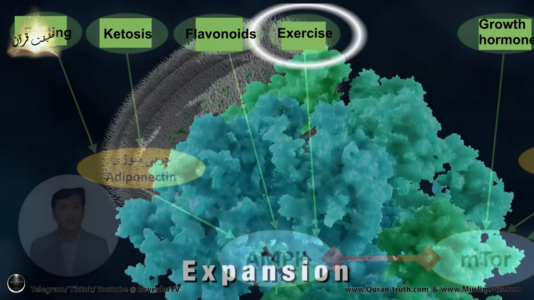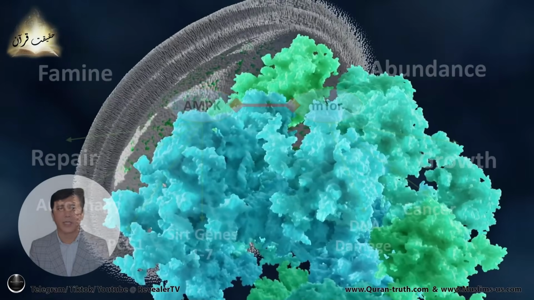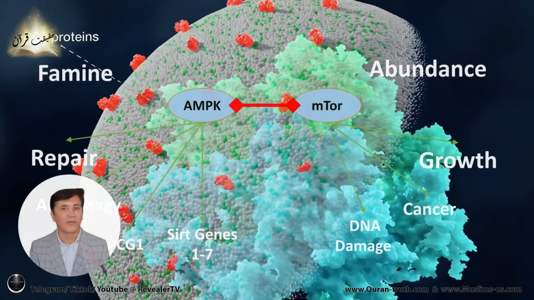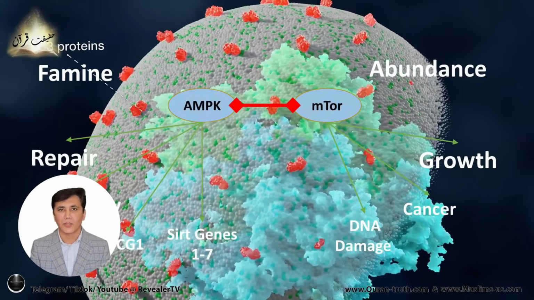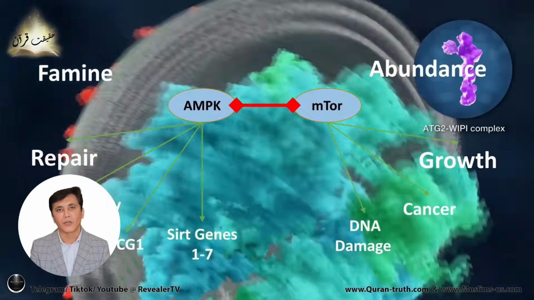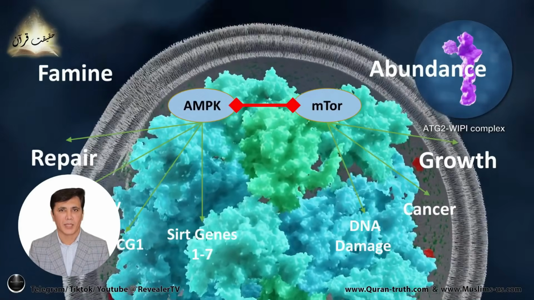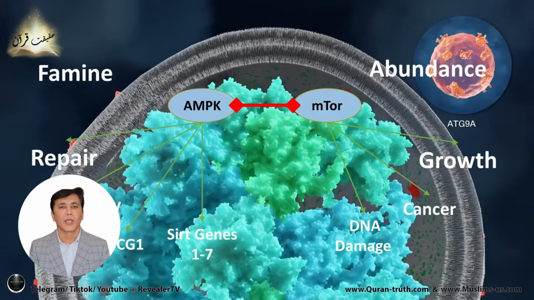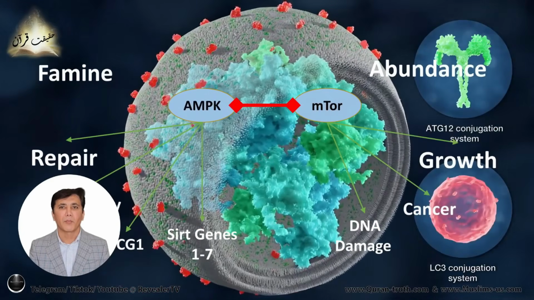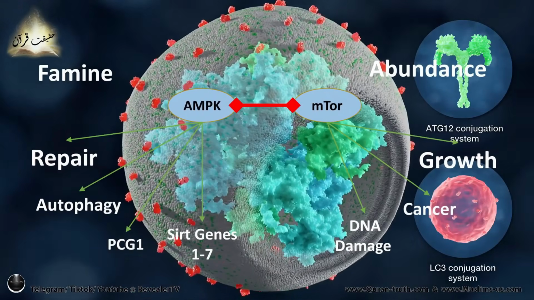AMPK and autophagy. After AMPK is activated, its downstream events such as the SIRT and alpha-PGC1 genes and autophagy are activated, all of which are different types of DNA protection and repair of body cell tissues.